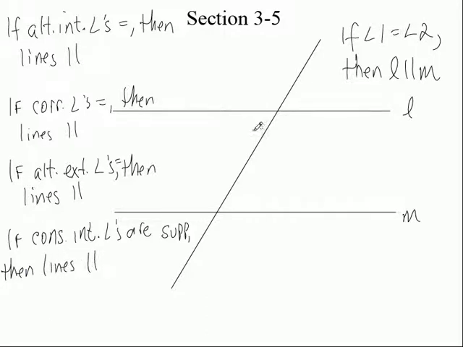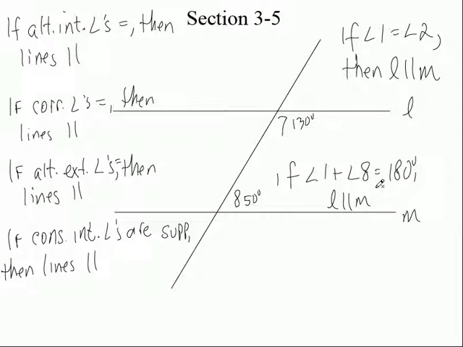So let's do that. Let's say this is angle 7 and this is angle 8. Now, I'm not saying they're equal to each other. If I knew that angle 7 plus angle 8 equals 180 degrees, for instance, if that was 130 and that was 50 degrees, do they add up to 180? Yeah. Guess what must be true about those two lines? Line L must be parallel to line M.